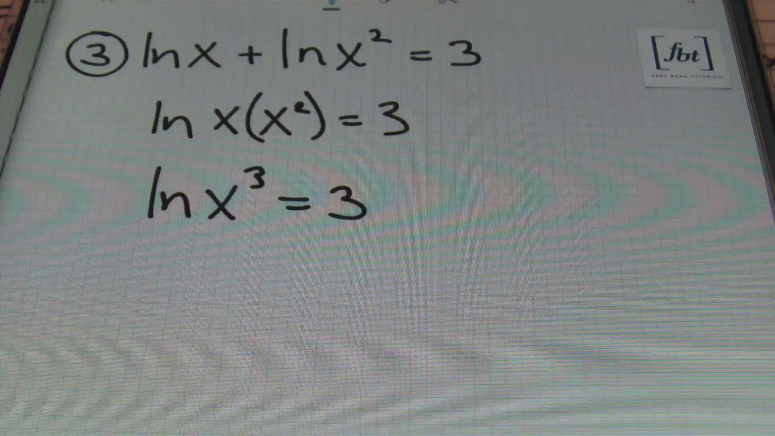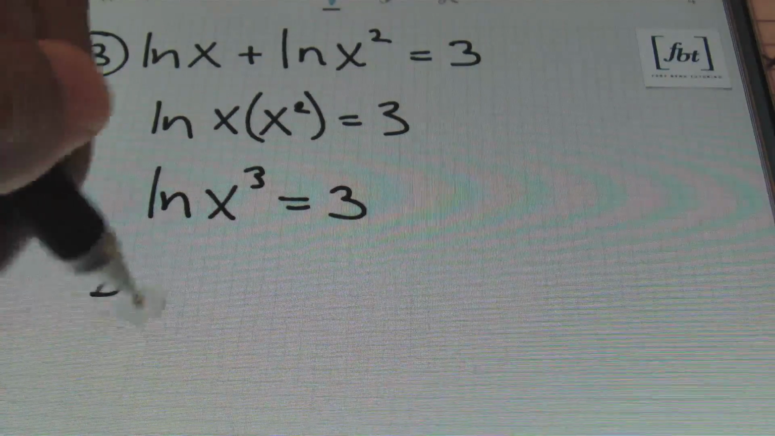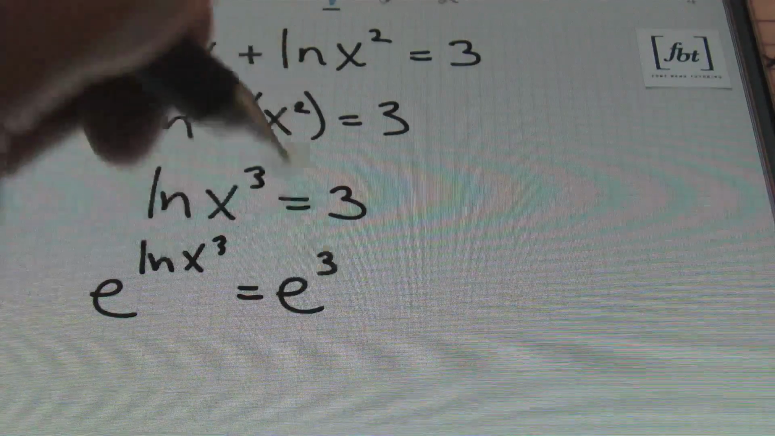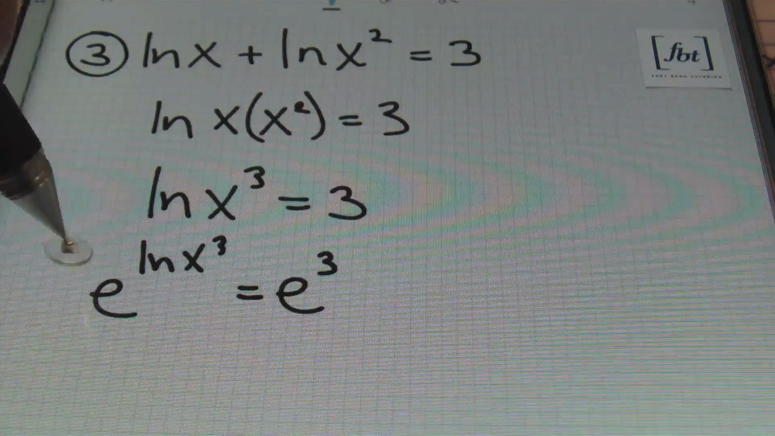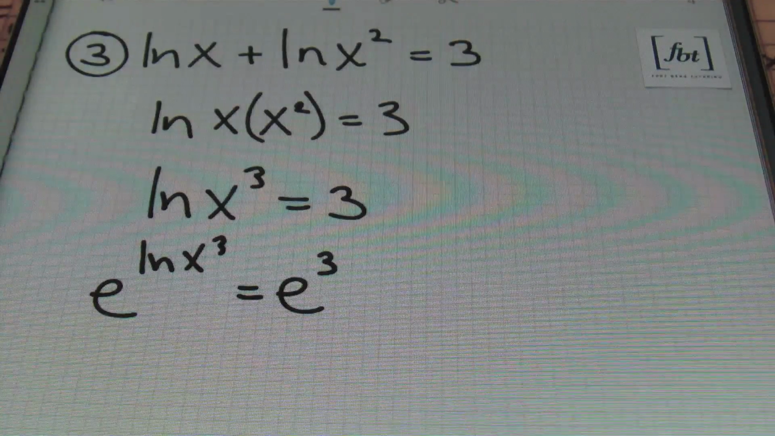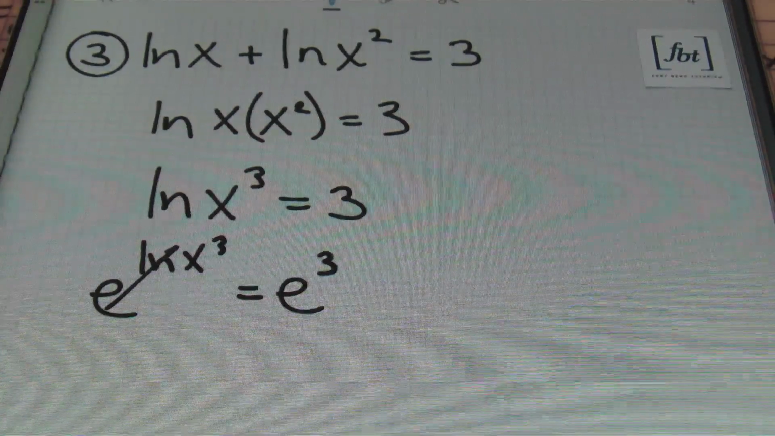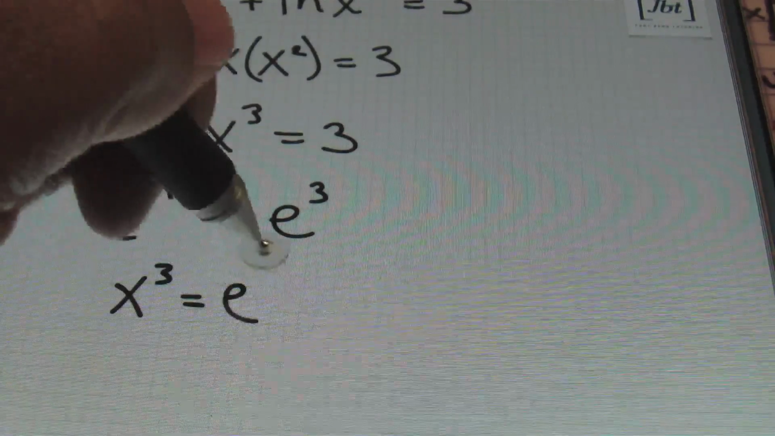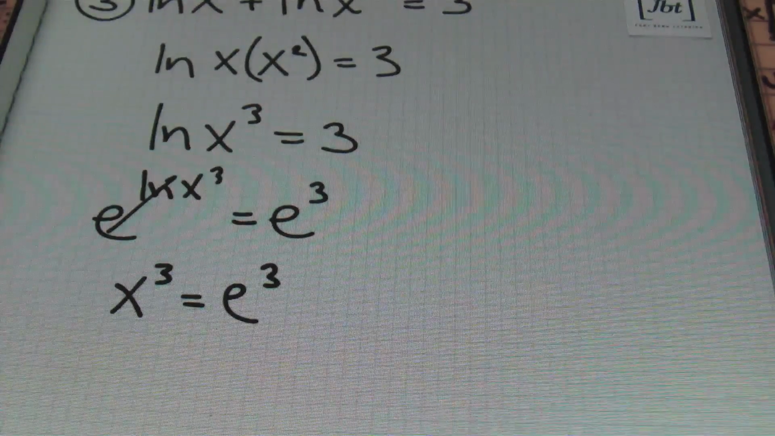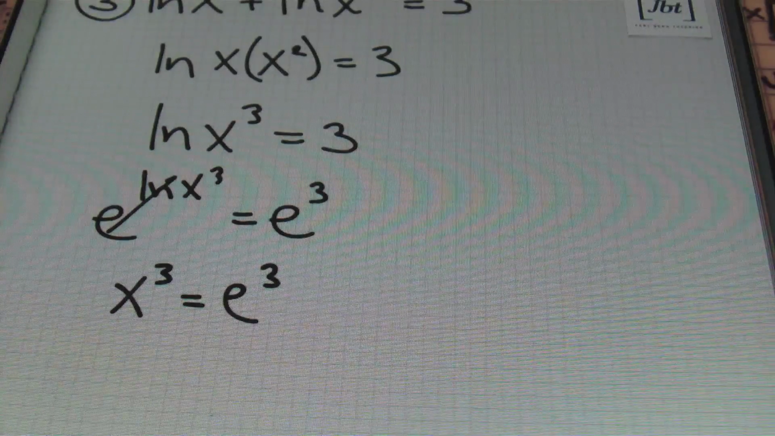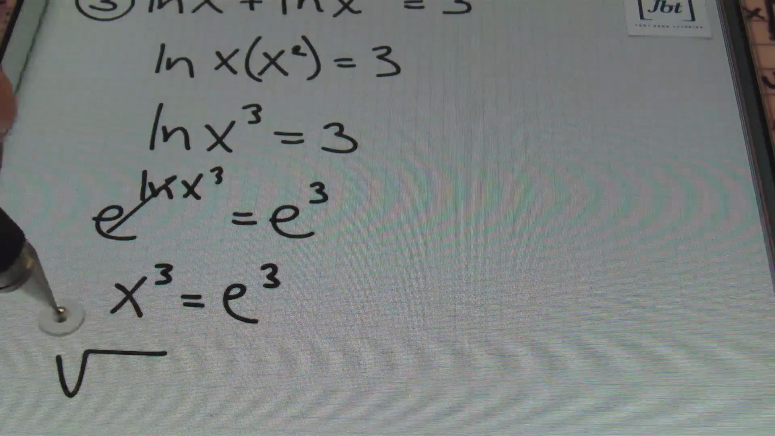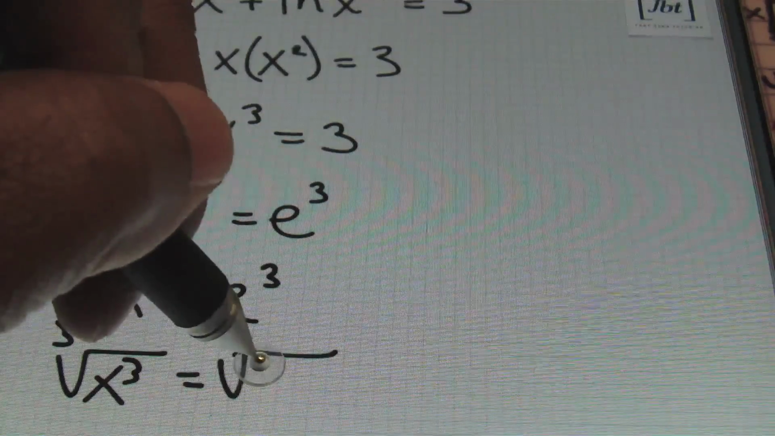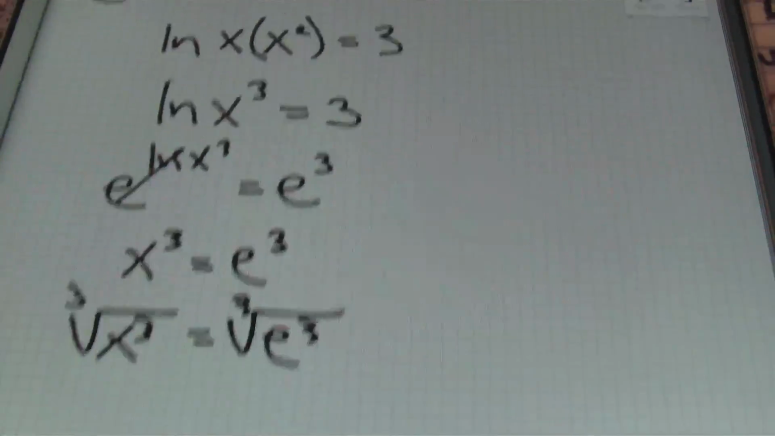So this becomes the natural log of x cubed equals 3. From there, I'll once again exponentialize the problem. So I'll have e to the natural log of x cubed is equivalent to e to the 3rd power. From here, once again, anytime you have this natural log and e right next to one another, they'll cancel out. So you'll be bringing down x to the 3rd power is equivalent to e to the 3rd power.